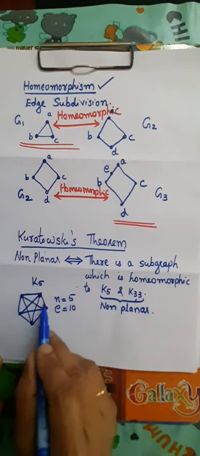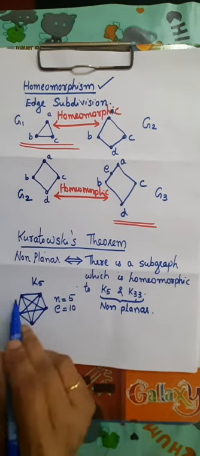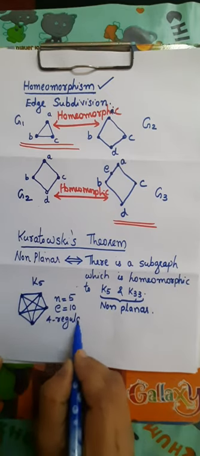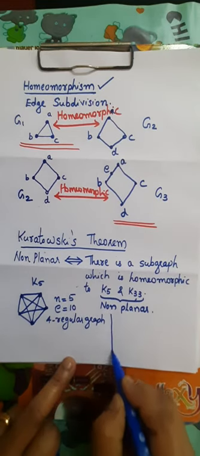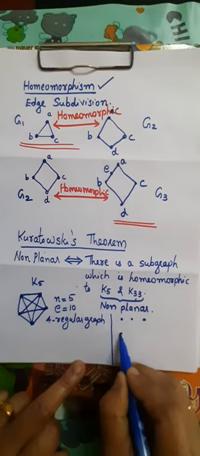And what about the degree of each vertex? Every vertex has degree 4, so it is a 4-regular graph. This is K5. Now what is K3,3? We can draw K3,3 like this. This is K3,3.